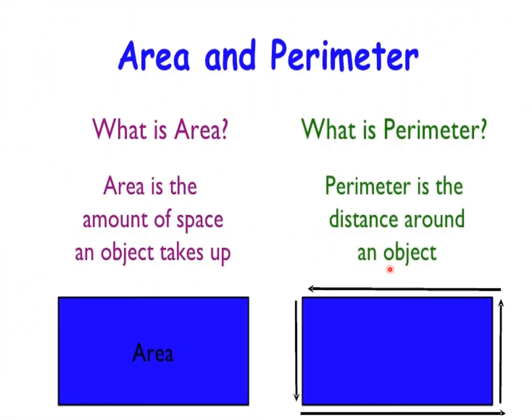Now, area and perimeter. So what is area? Area is the amount of space an object takes up. Area means the space taken by the object, meaning inside the object, how much space the object has taken. That is area. And what is perimeter? Perimeter is the distance around an object, the boundary of the object. That is known as perimeter.